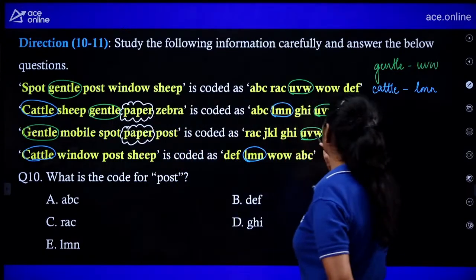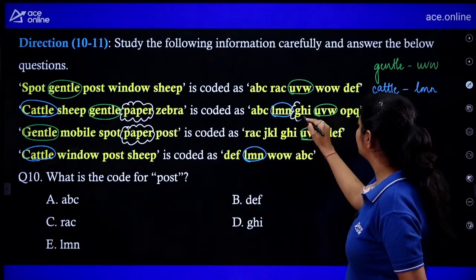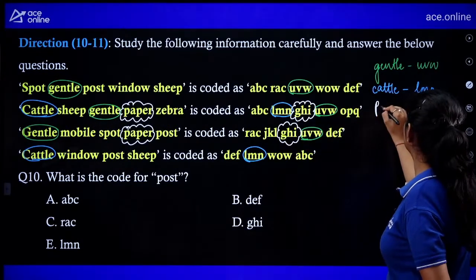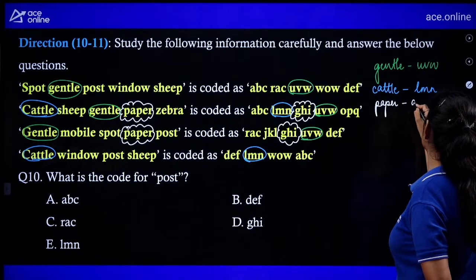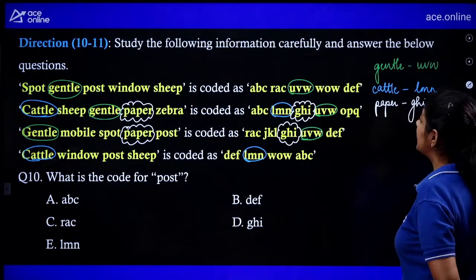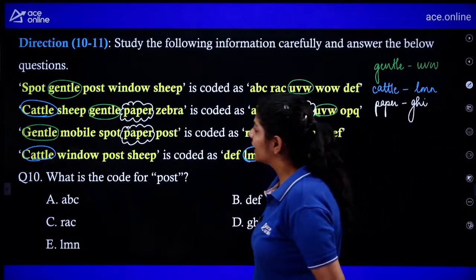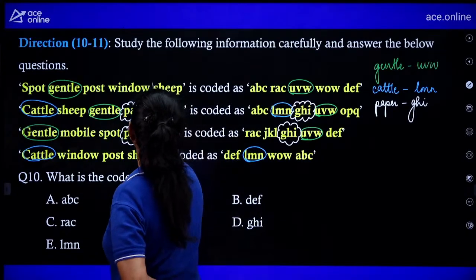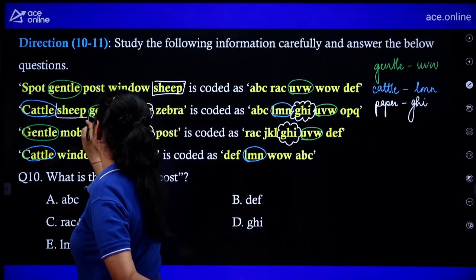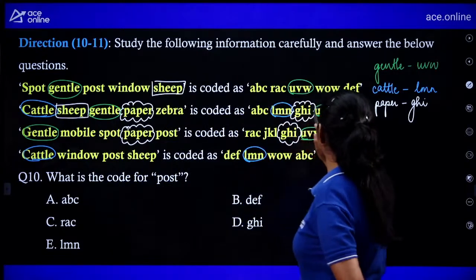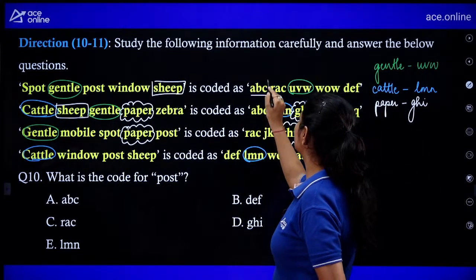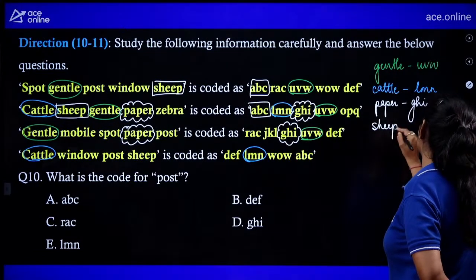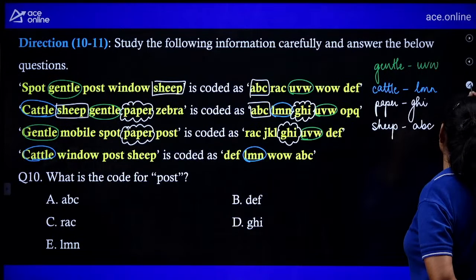Paper. So what code are we having? It is GHI. For paper, we are having GHI, right? Next, we can go with sheep first. Sheep, ship, right? For the ship, we are having ABC and ABC. So for sheep, we are having ABC, right?